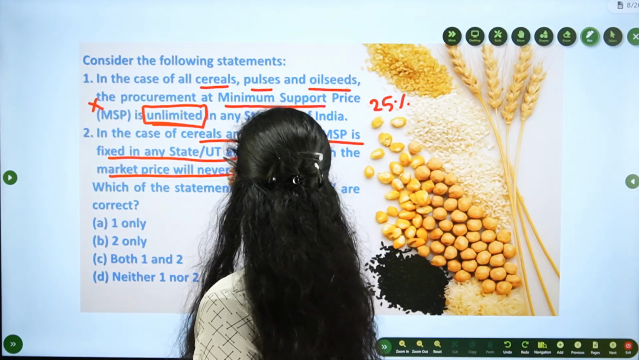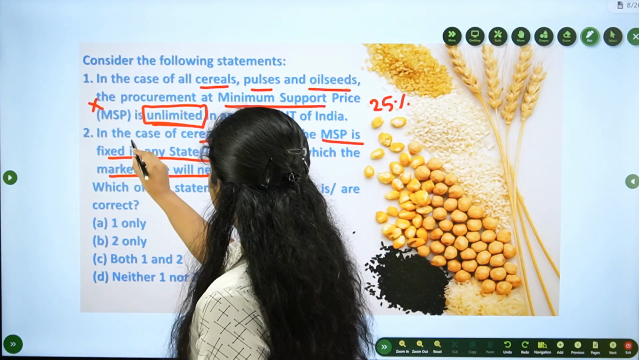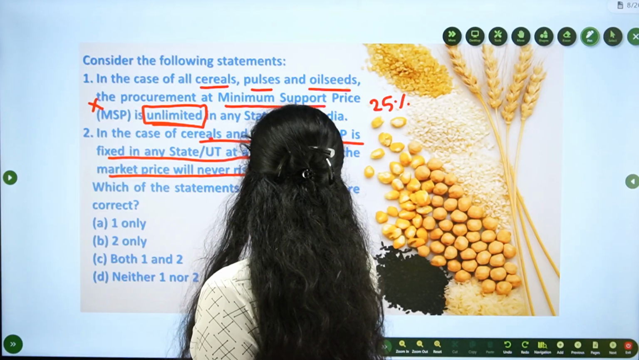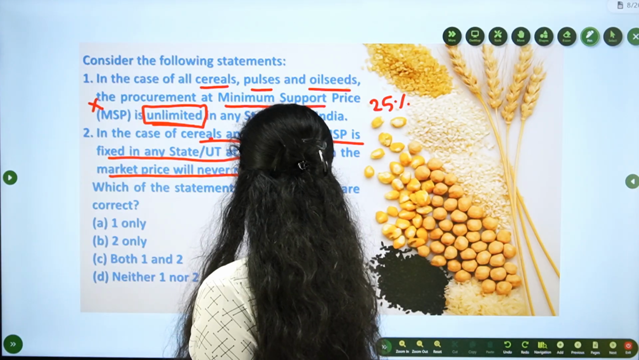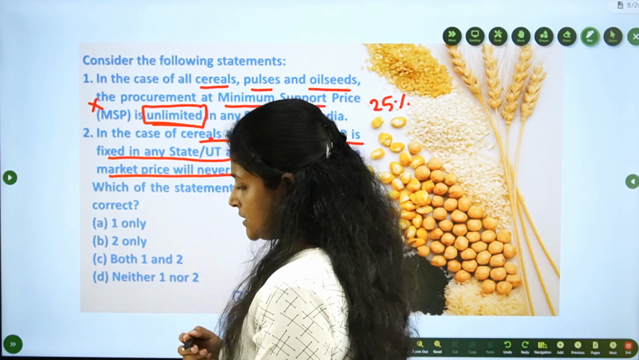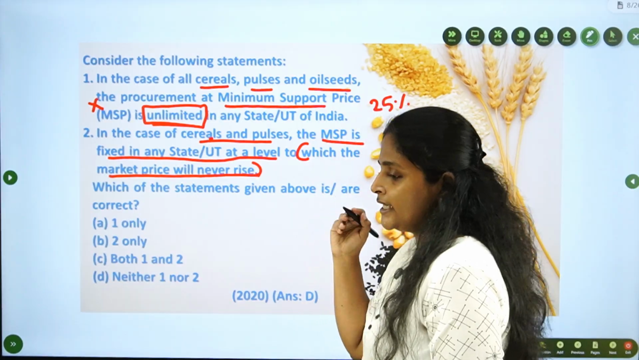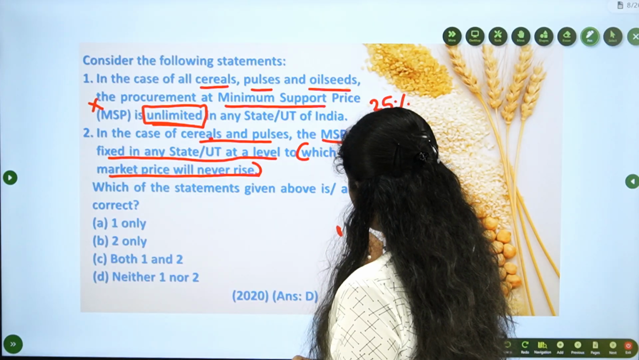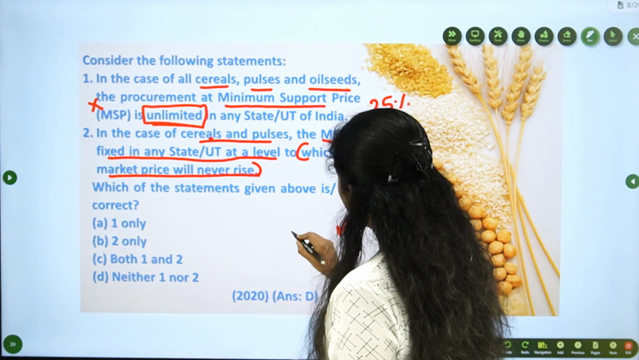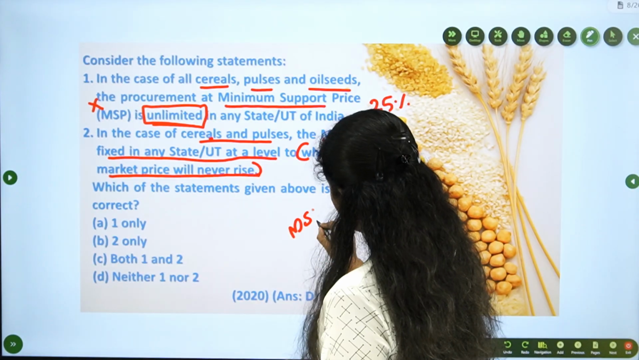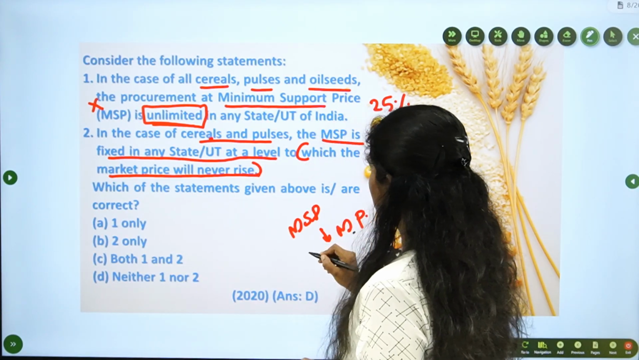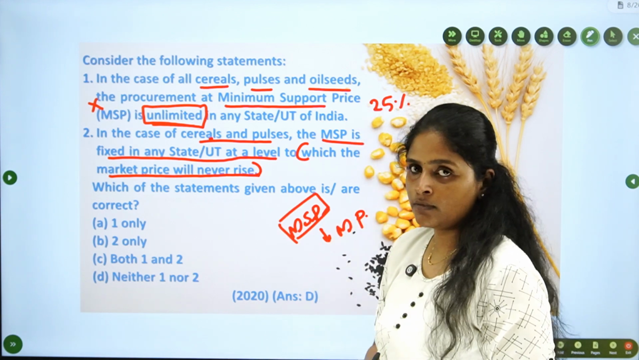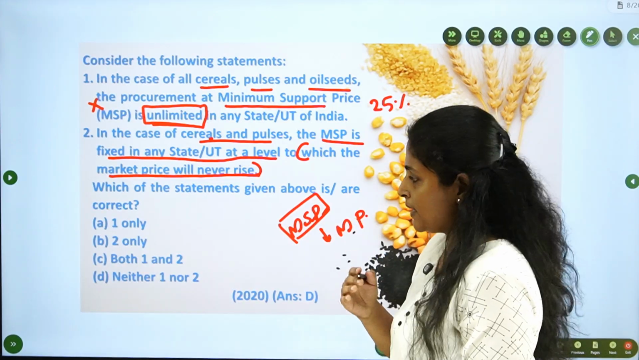Now, the second statement goes like this: it will not allow market price to rise. That's not actually the concept of MSP, right? If the market price goes below MSP, the farmers will get MSP, right? That is the purpose of MSP.